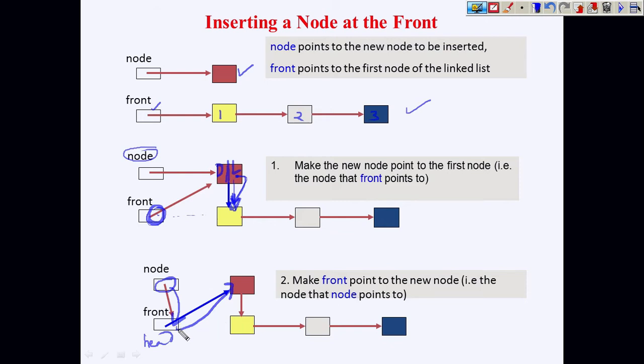Now front is pointing to this node and this node is pointing to the next node, and this is our linked list. So now we have something like this. We are able to insert the new node at the beginning.